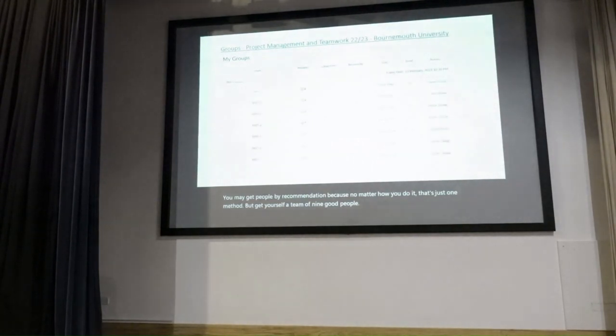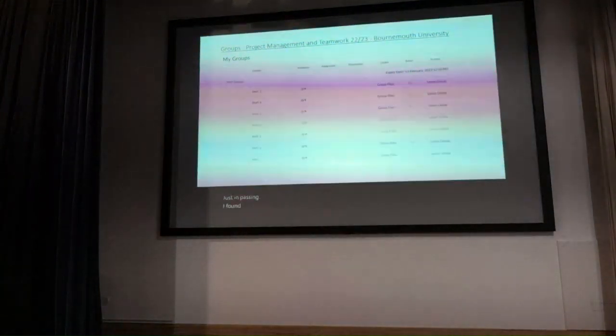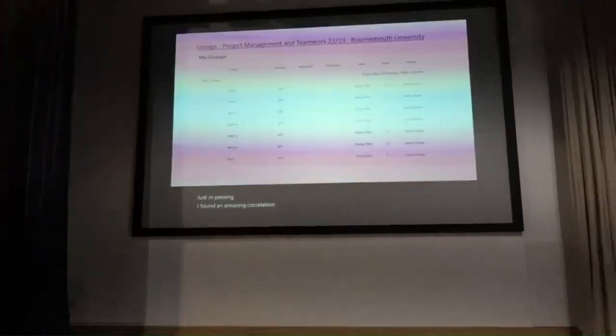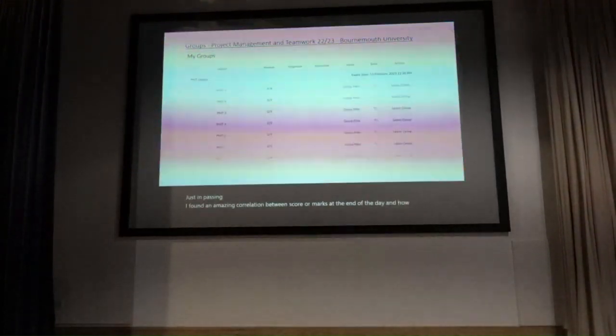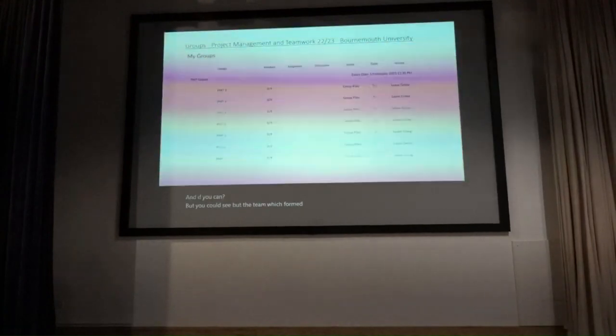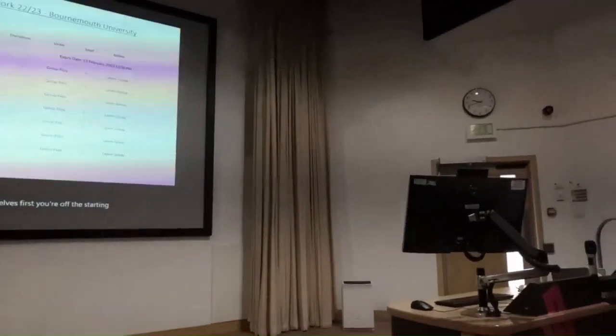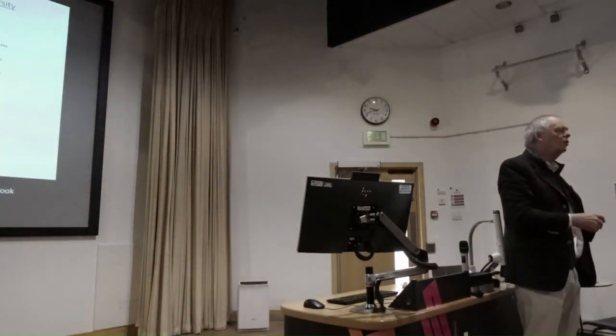Just in passing, I found an amazing correlation between score or marks at the end of the day and how quickly teams form. I don't know if that's of any interest to you, but the teams which form themselves first get off the starting block, look like they're well organised, keen, motivated, get things in place, they tend to get the highest marks for some reason. Those people who tend to leave it and can't be bothered and just get allocated to a team at the end of the day, well, their team tends not to.